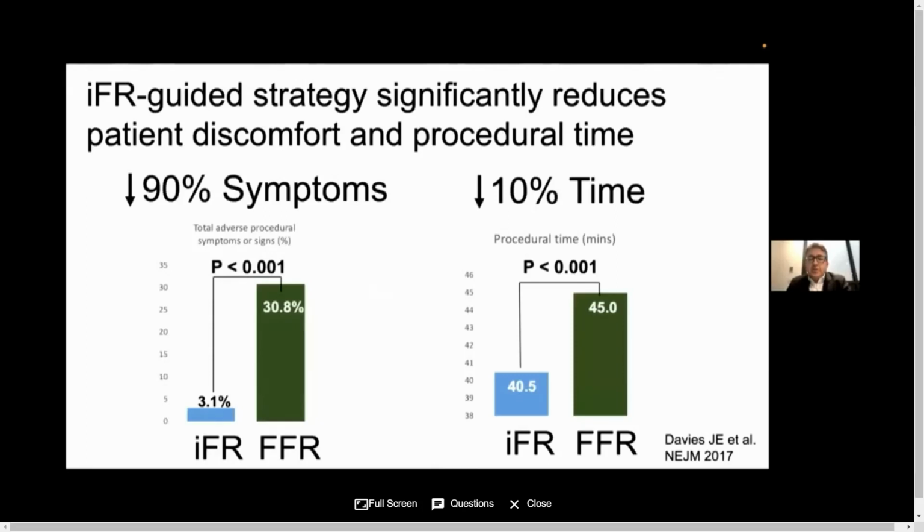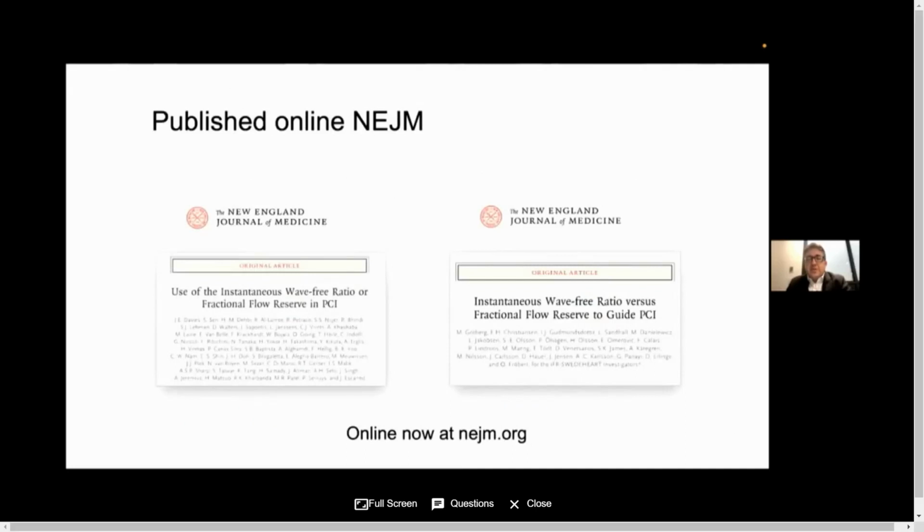What we do know, and I'm sure you know this from your own practice, is if you give adenosine, you're going to get symptoms. If you don't, you'll get fewer symptoms. And of course, we found this in both studies, just about a 90% reduction in symptoms. And overall, because it spared the time for mixing adenosine, administering adenosine, and so forth, it was a 10% reduction in time. Both studies, the 1-year data for IFR SWEDEHEART and DEFINE FLAIR, were published in the New England Journal of Medicine.